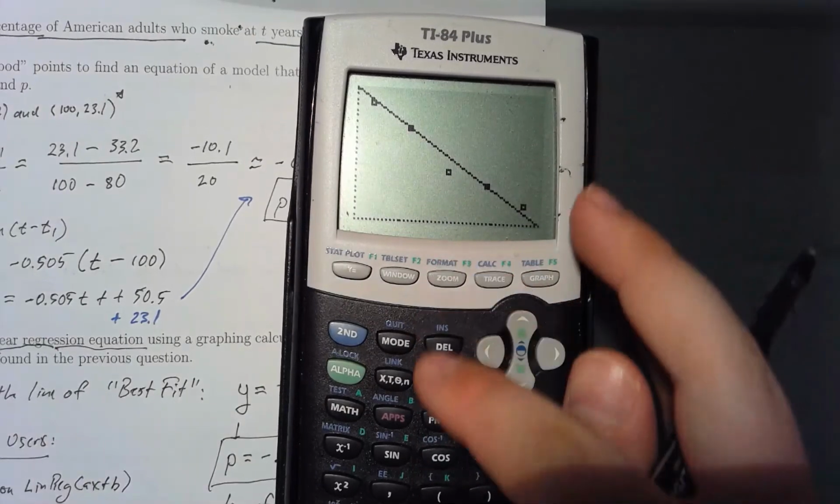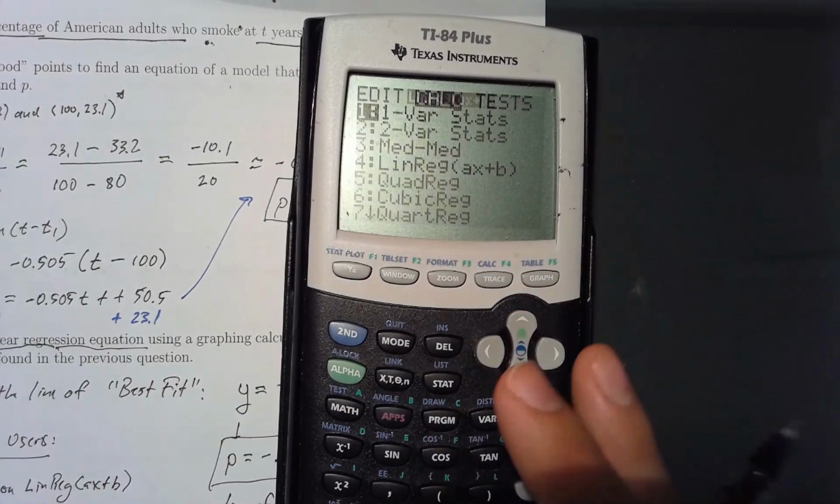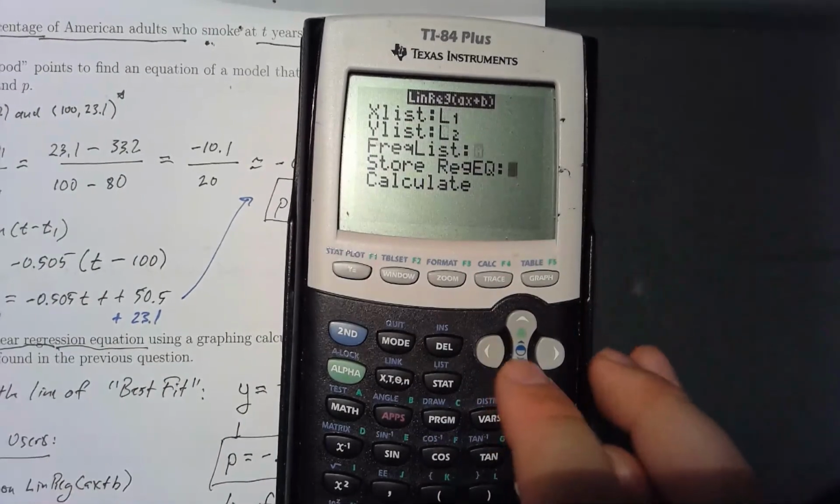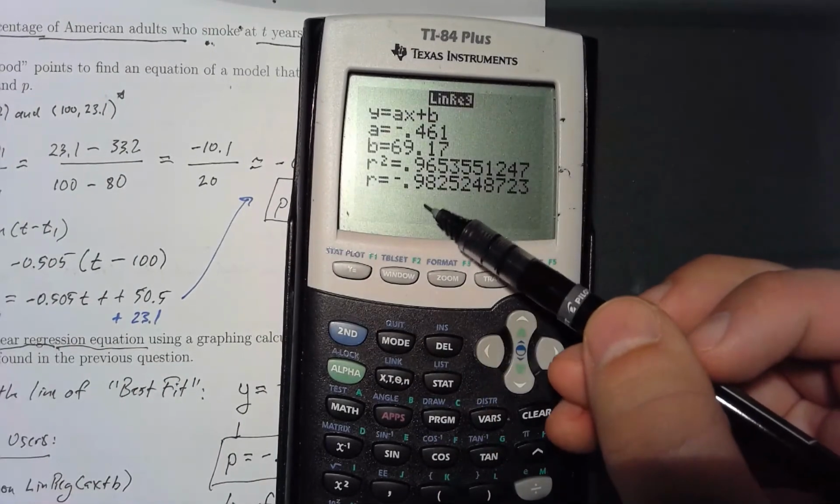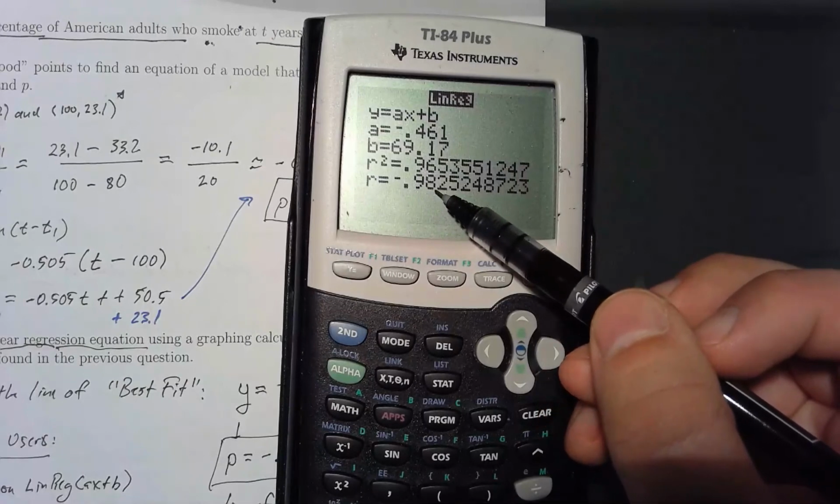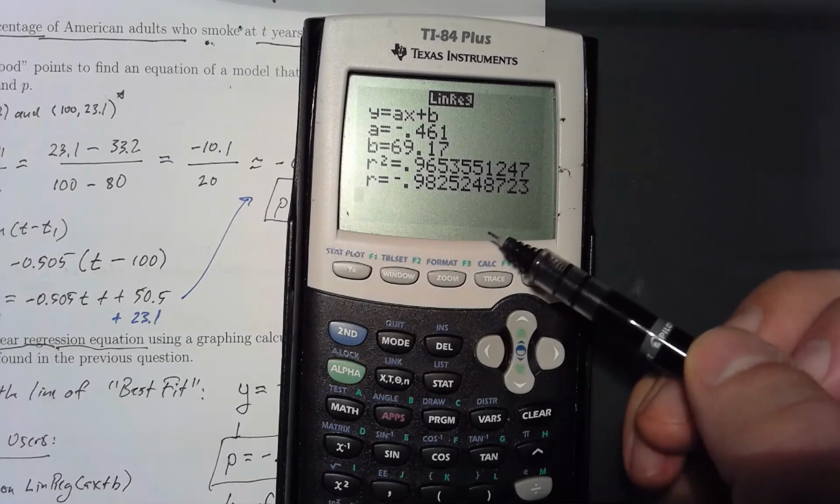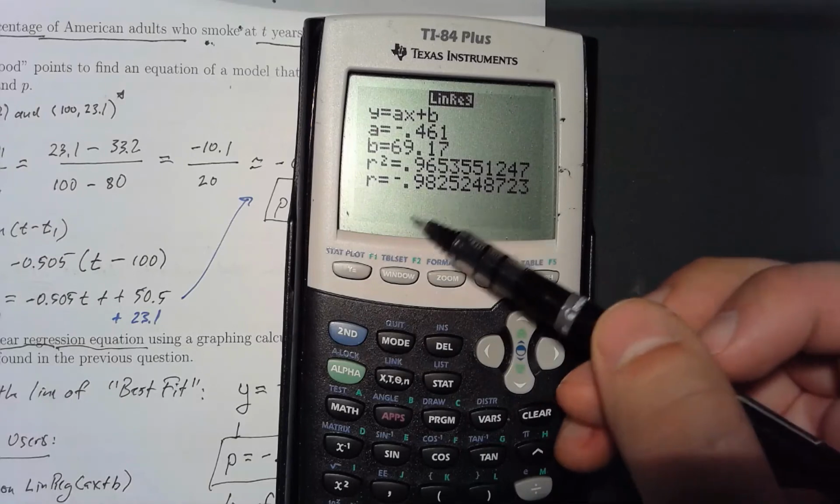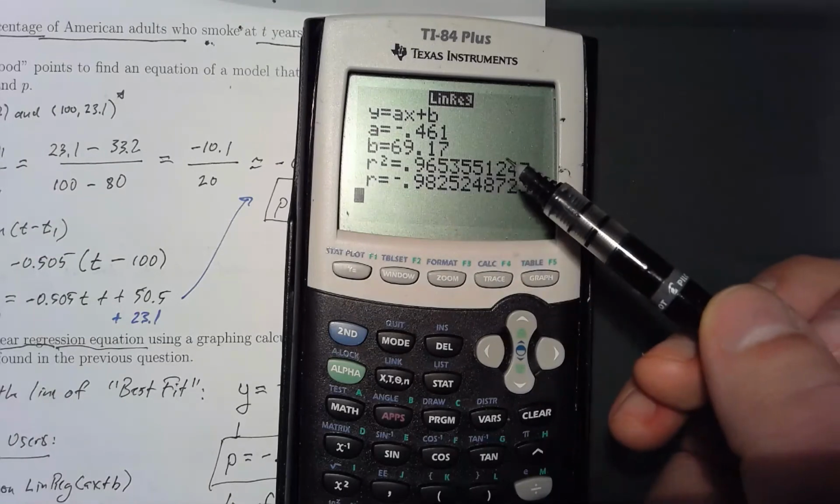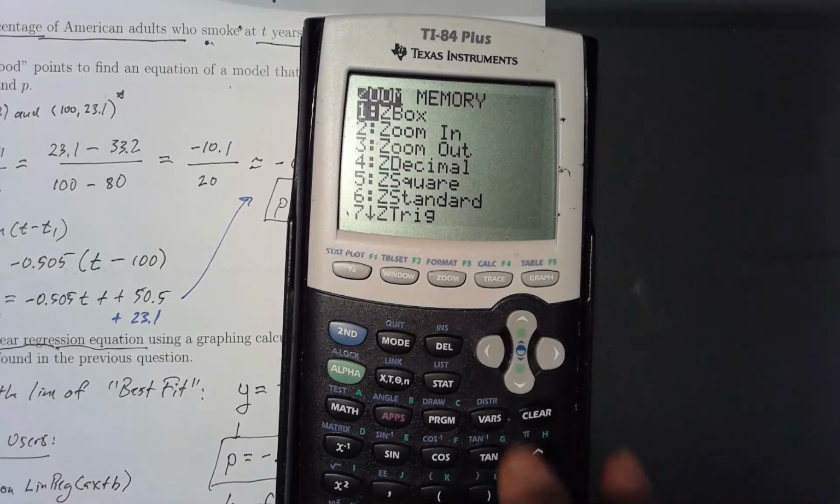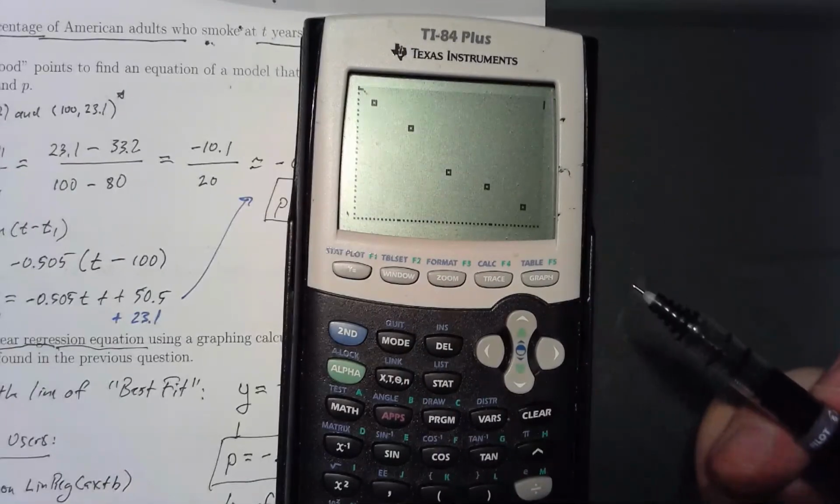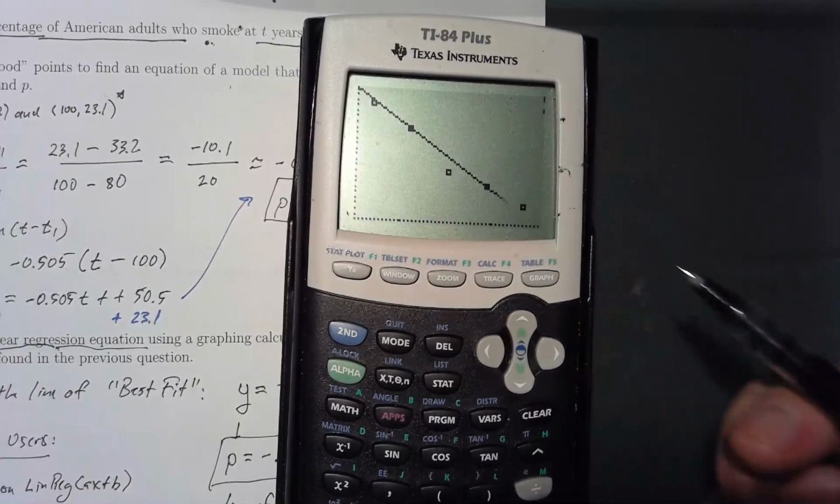And at 0.98, it's pretty close to the value 1, which indicates that the data is pretty linear, right? Remember, the closer it gets to 1, the more linear it is. The further away from 1, the less linear it is. And you could already tell that it's pretty linear. It does a pretty good job.